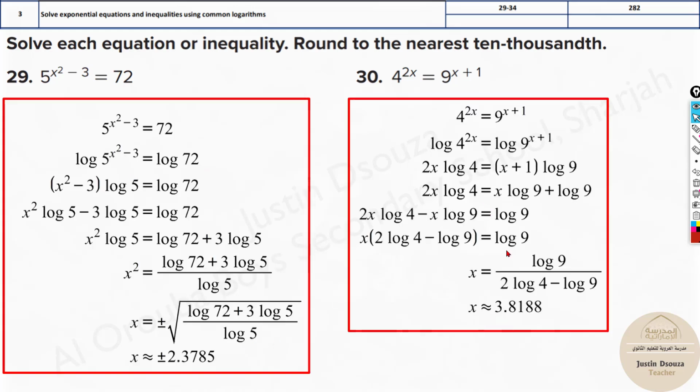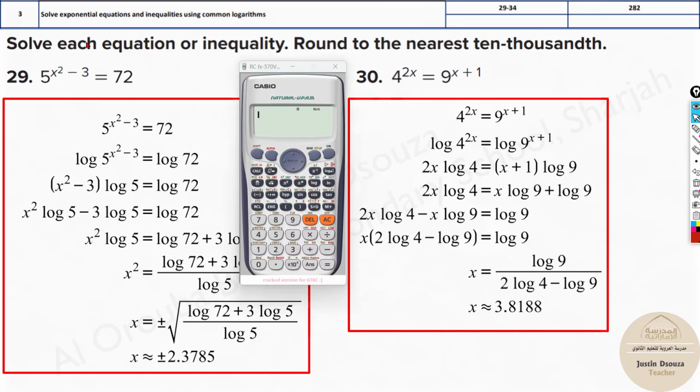You will have four options, isn't it? From that you can directly check the answer. You need to type one side of the equation in the calculator, 5 to the power x squared minus 3. Now type it out properly and then calculate at different values of x. You will have four options.